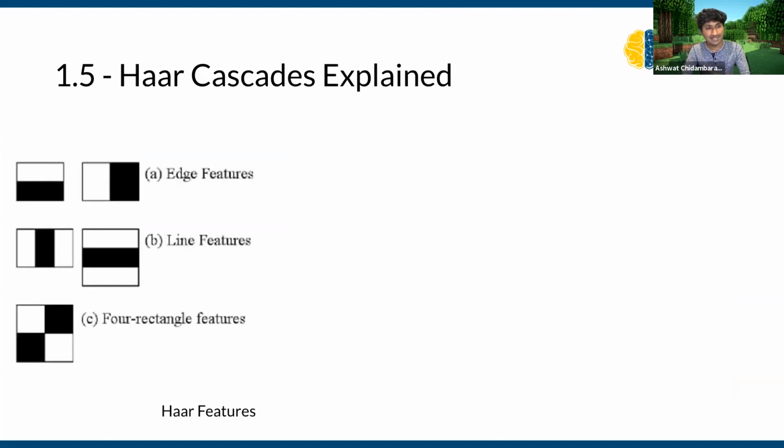But overall, what it does is it takes the average of all the pixels in the white region, the average of all the pixels in the black region, and subtracts the two means. And if they're around a certain threshold, then you have a good confidence that this is an edge or a line in the image.